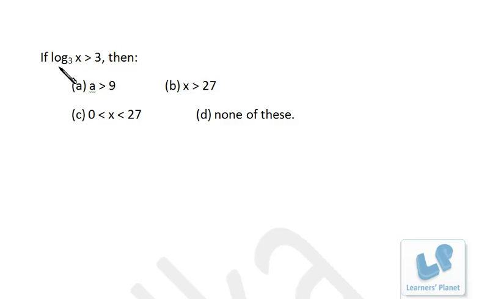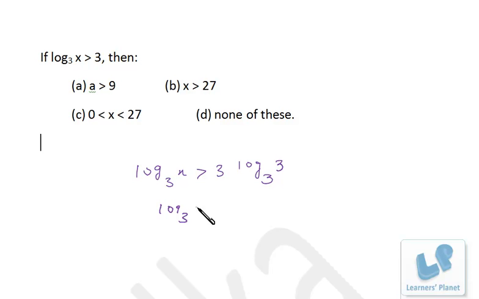Okay, now let's see some of the inequalities based on logarithm. Here log x to the base 3 is greater than 3. Then we have to find out which of the following option is correct, right? So what I do, here it is 3, so what I can do, I can multiply by 1. Since here base is 3, so I also take the base as 3. Now if I wish to make it 1, what I have to do, log 3 to the base 3, right?